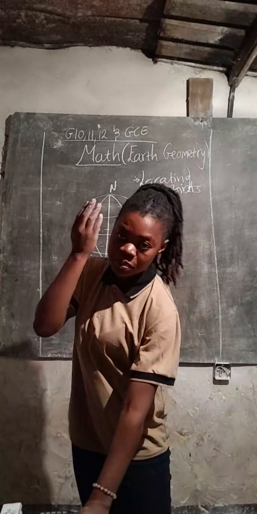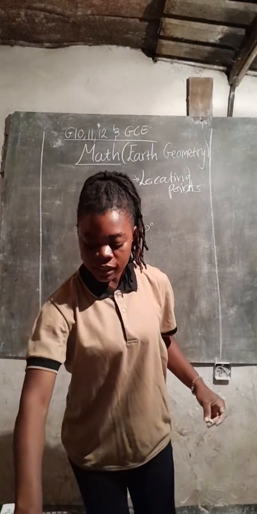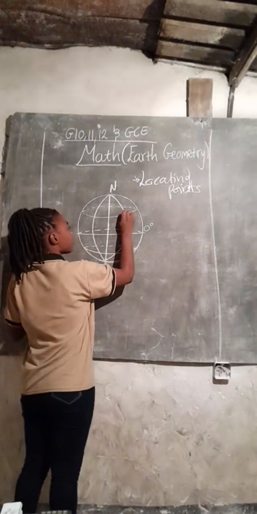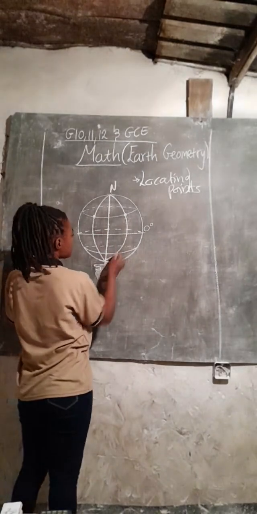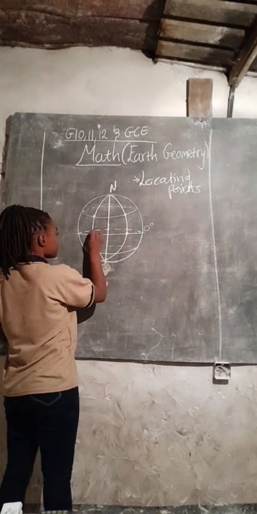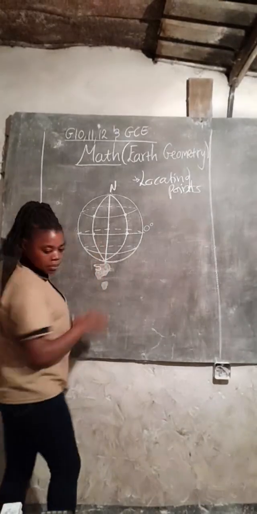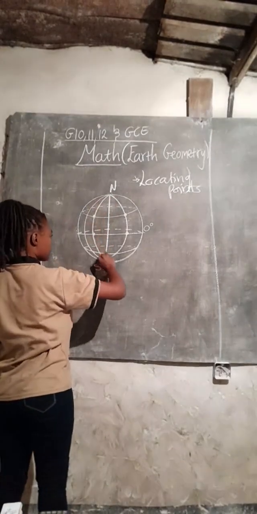So I'll use just points that are in my head, and then we'll use an exam question to deal with something. So let's say we have a point here, and let's say a point here. I'll just put up point signs, and then I'll explain how to locate points.